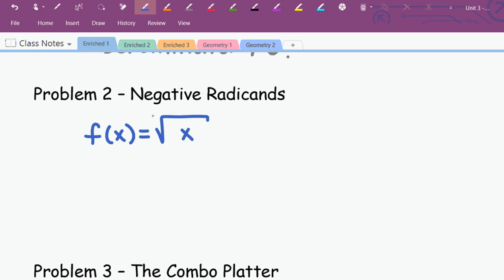49 is in the domain. 300 is in the domain. Now who can tell me some numbers that would not be in our domain? -5 is not in the domain. What else is not in our domain? -3. Any negative number. Now comes the most awkward part of all.